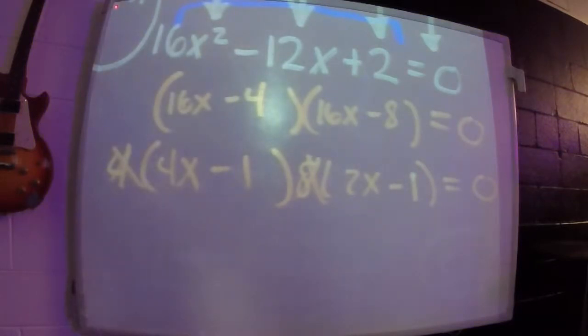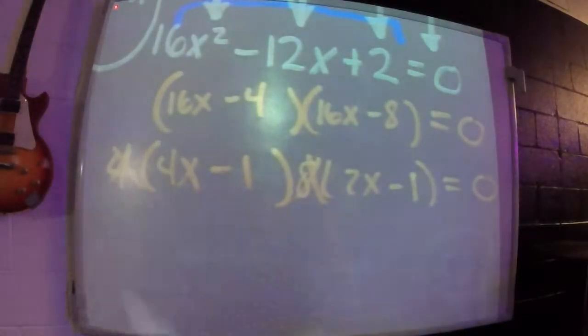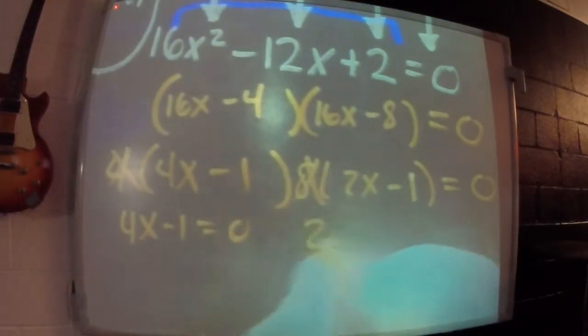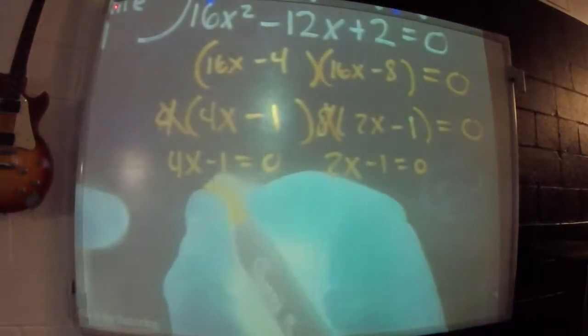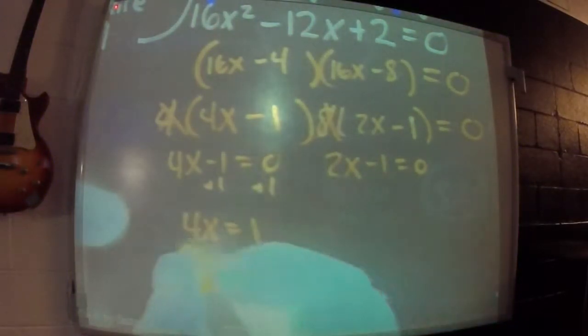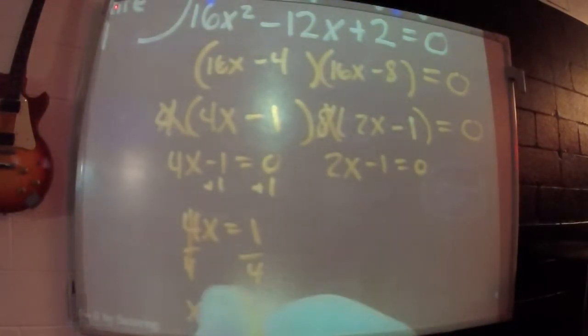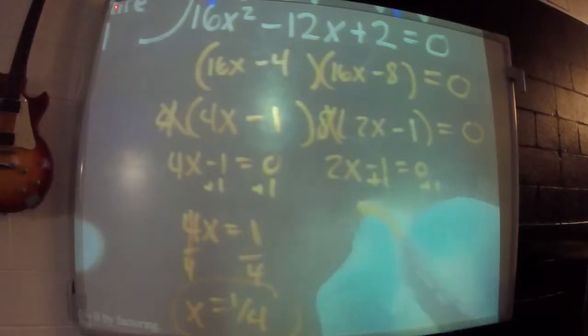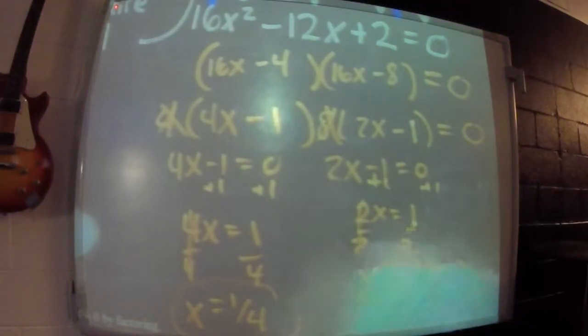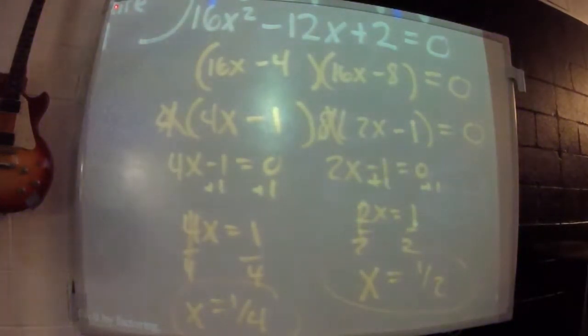Set each one equal to 0 and see what we come up with. So 4x minus 1 is 0. 2x minus 1 equals 0. It's going to be 1/4 and 1/2. Add the 1 over, and 4x is 1. Divide by 4, and x is 1/4. Add the 1 over, and 2x is 1. Divide by 2, and x is 1/2. So there's my numbers. I got x is 1/4, and x is 1/2. Both positive. Both good.